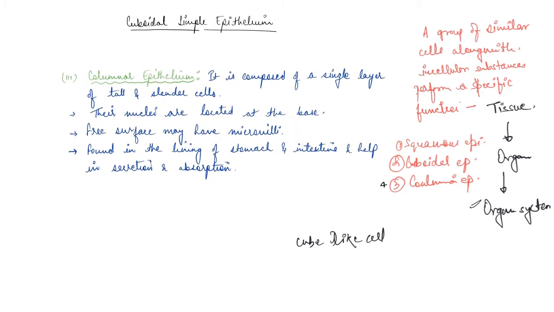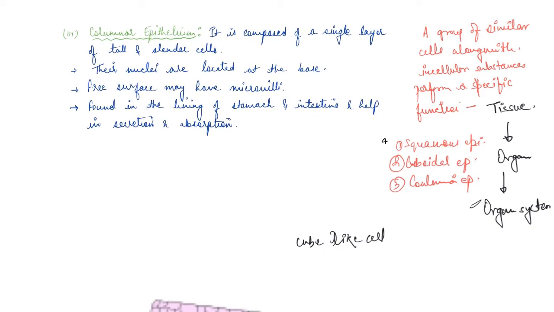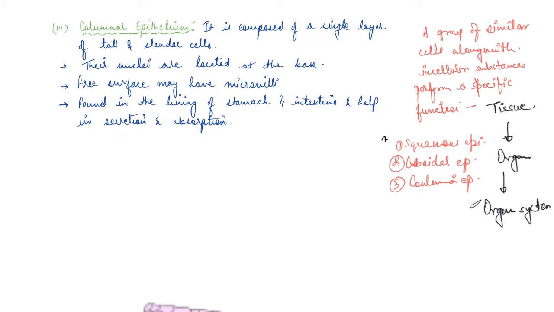That is made up of tall and slender cells. Always remember that all these are single layer of cells, right? So these are a single layer of tall and slender, column-like cells. Now, the second point is that if you see the diagram, their nuclei are located at the base, and their free surface may have microvilli as well.